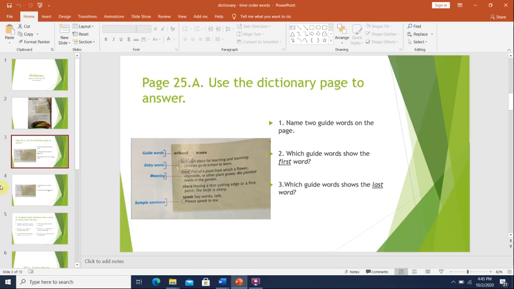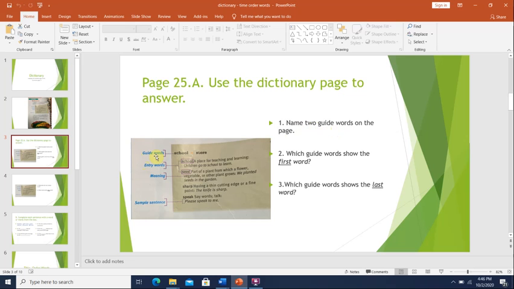This is the same dictionary page. Let's answer number 1 together. Name 2 guide words on the page. What are the guide words? It says guide words on top here.